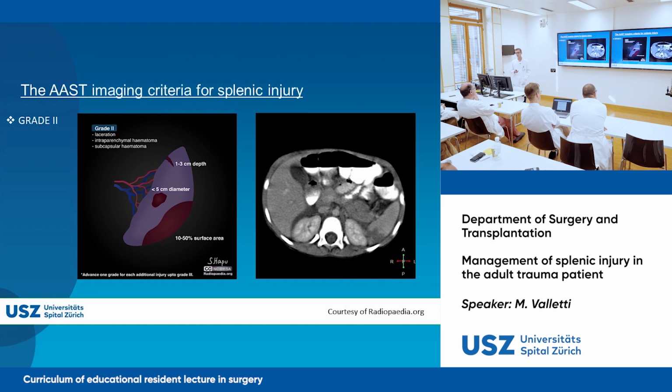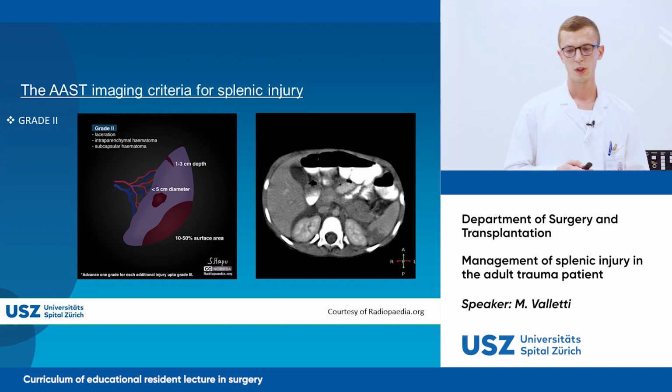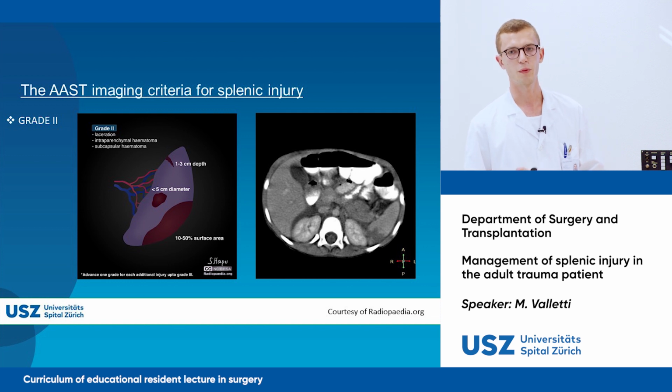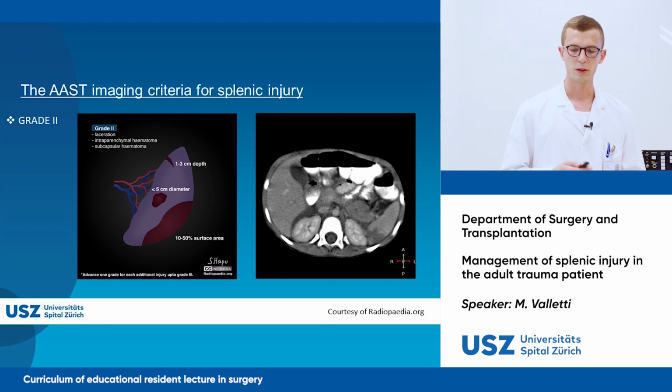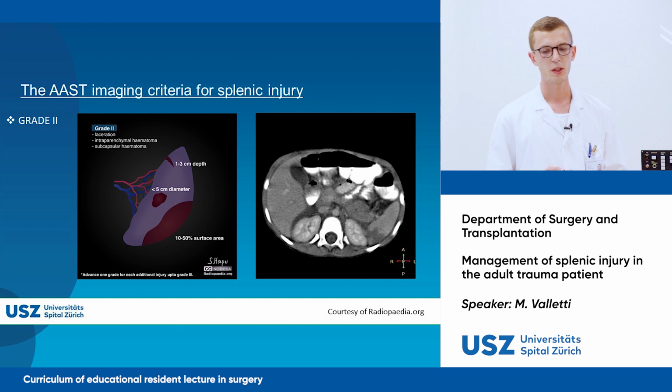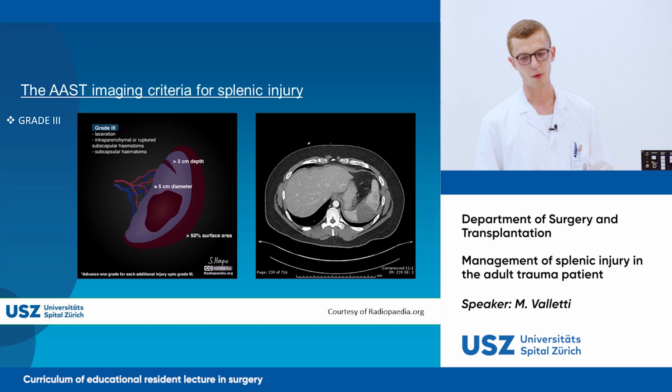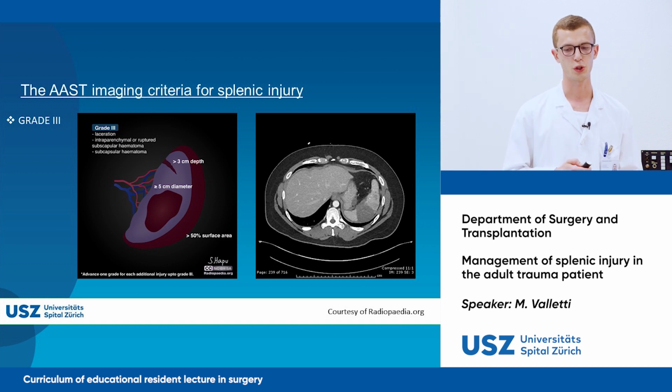In grade 2 injury, we have a laceration up to 3 centimeters, or the subcapsular hematoma extends up to half of the surface of the spleen. Furthermore, an intraparenchymal hematoma less than 5 centimeters can be observed too. In grade 3, we have a progression of the previous findings as shown in the picture.